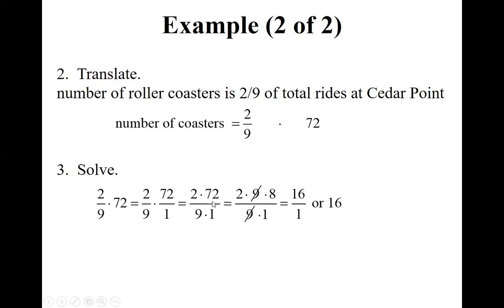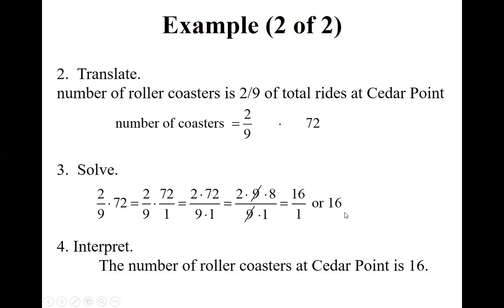We can simplify a little bit. 72 is 9 times 8. So if we write it as 9 times 8, that 9 on the top will cancel with the 9 on the bottom, leaving us with 2 times 8 over 1, which is 16/1, which is just 16. So the number of roller coasters at Cedar Point is 16, at least at the time that this was made. This being the slide, the problem, not the video. And that is it for this topic.